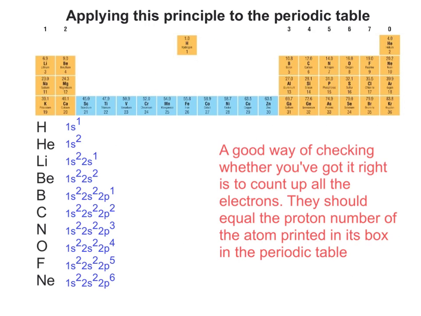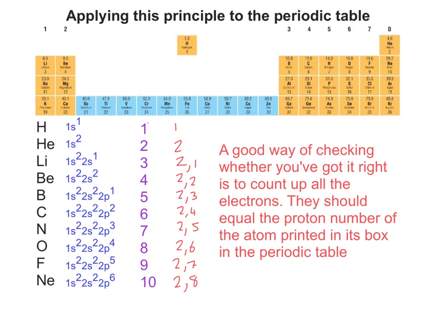If we look at the first 10 elements, you can see clearly there's a pattern that gets followed. A good way to check whether you're on the right track is to count up all the electrons, and they should equal the proton number of the atom printed in its box in the periodic table. So why don't you grab your periodic table and have a look. You should also find, as a quick check, that these match the GCSE electron configurations that you would have applied to them, like so. So there are checks and balances you can use to make sure that you're doing it right.